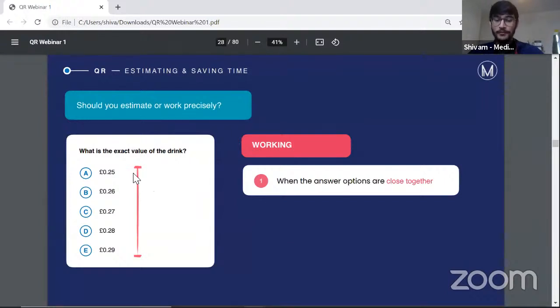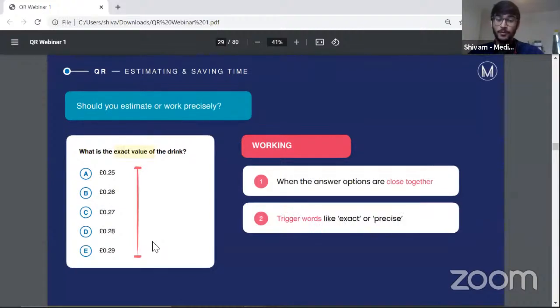So just to clarify, when the answer options are very, very close together, that's when you have to be a bit more precise. You might then definitely need to use the calculator for something. Again, trigger words are things like exact or precise.